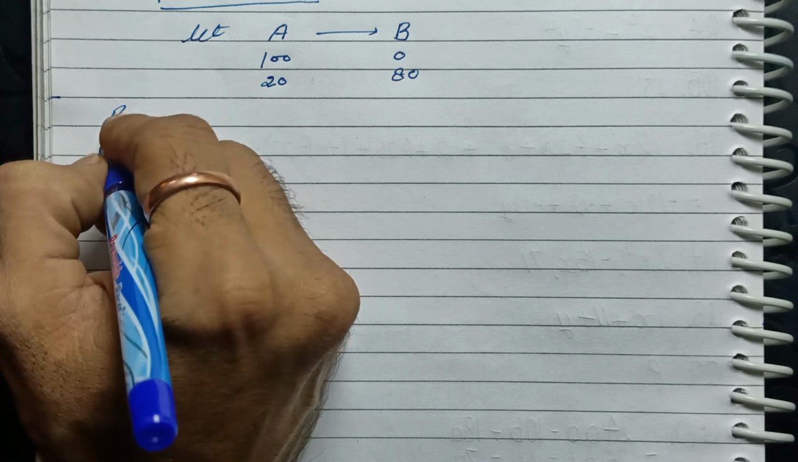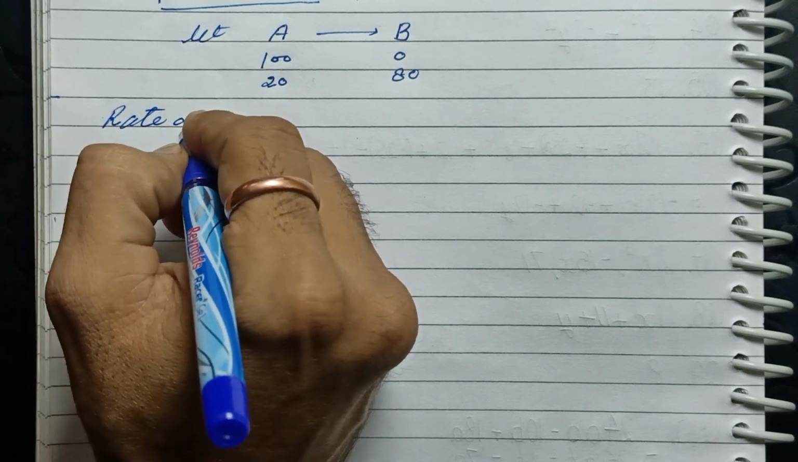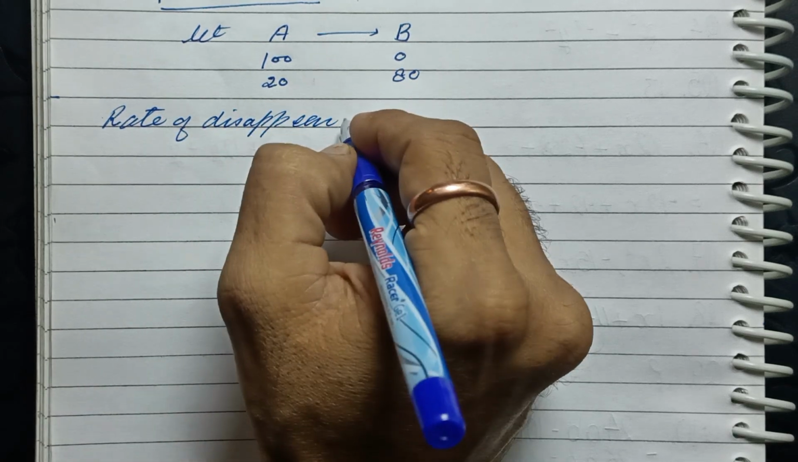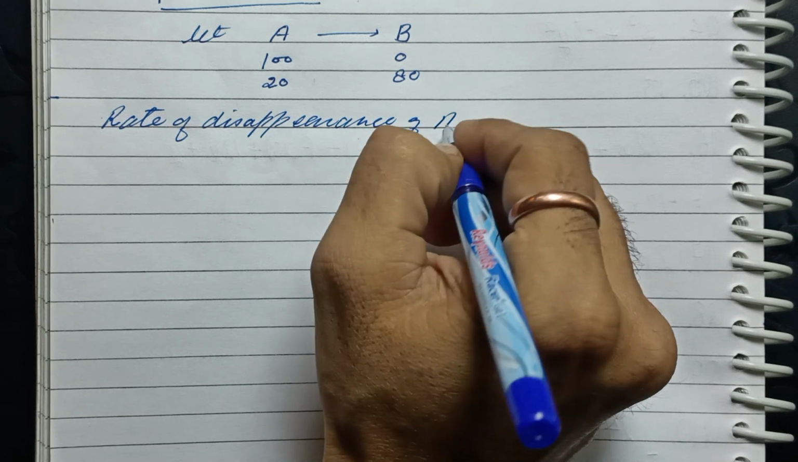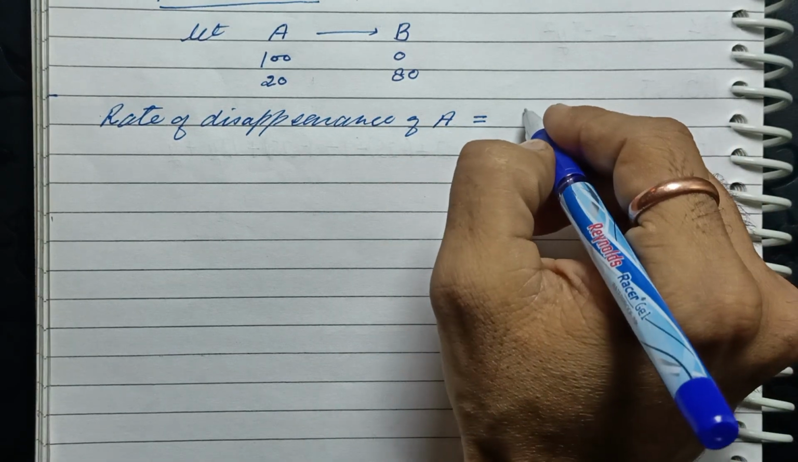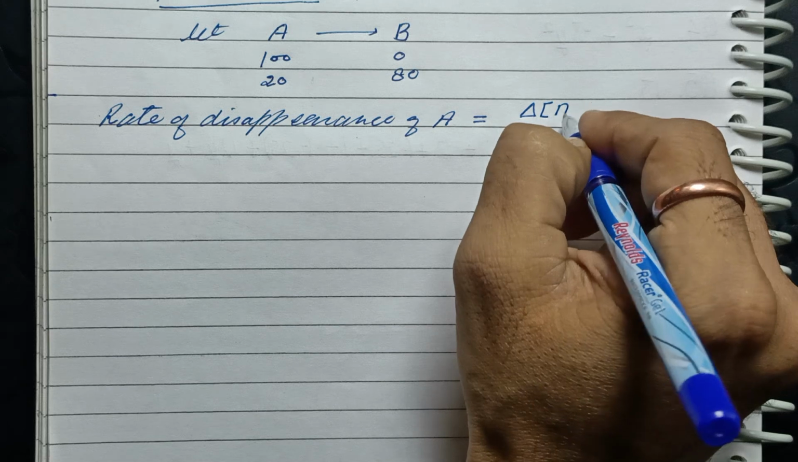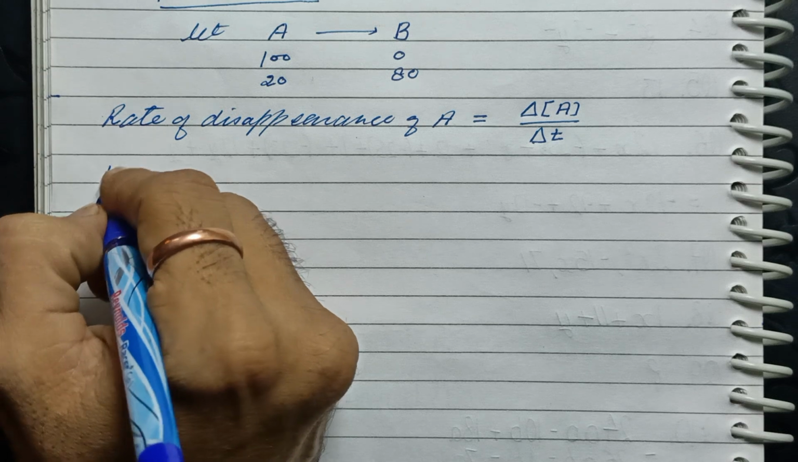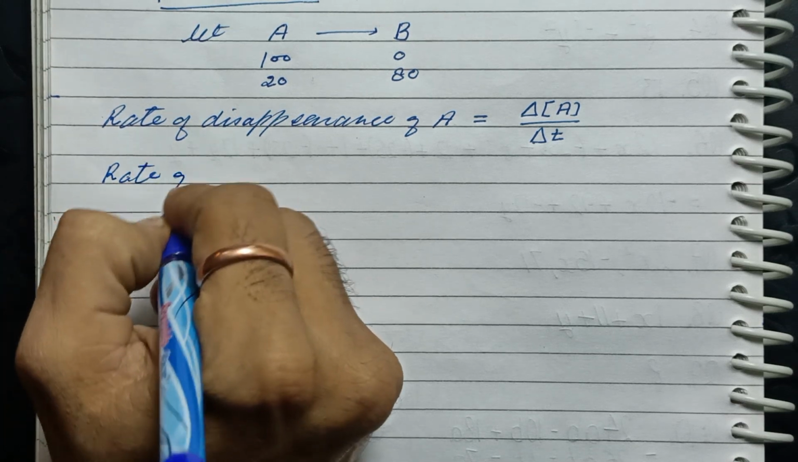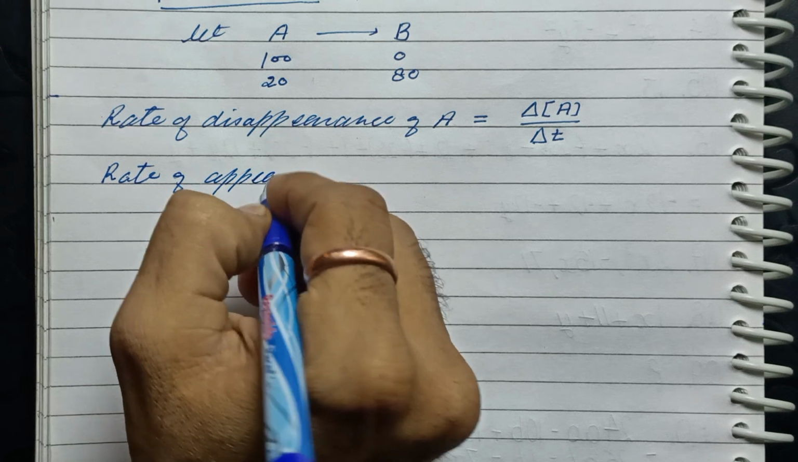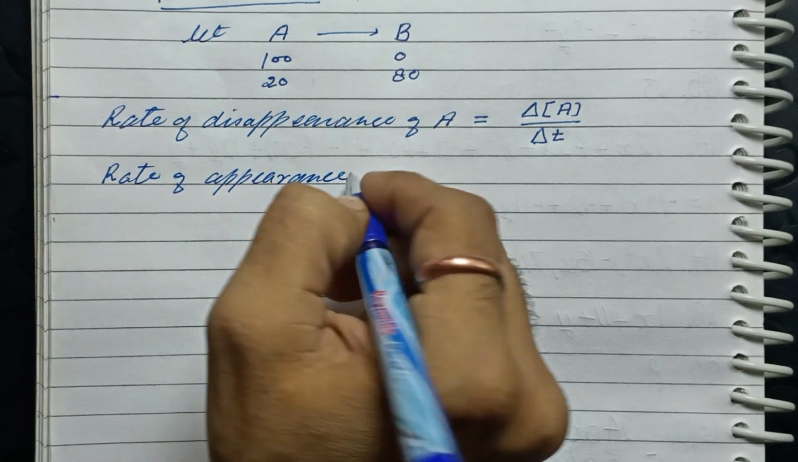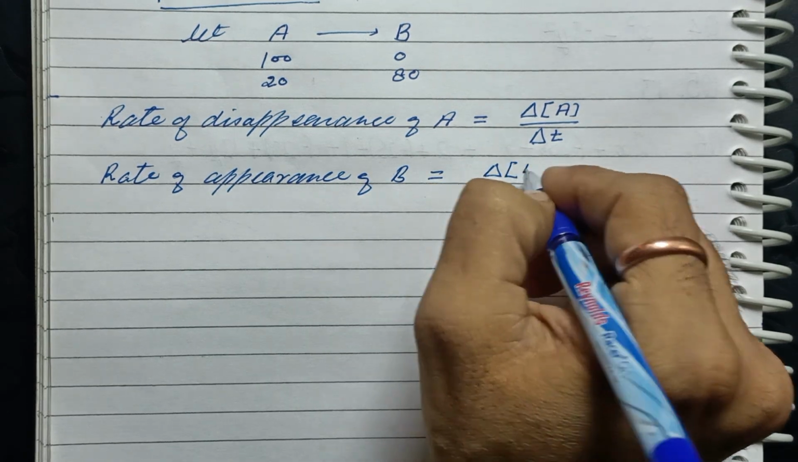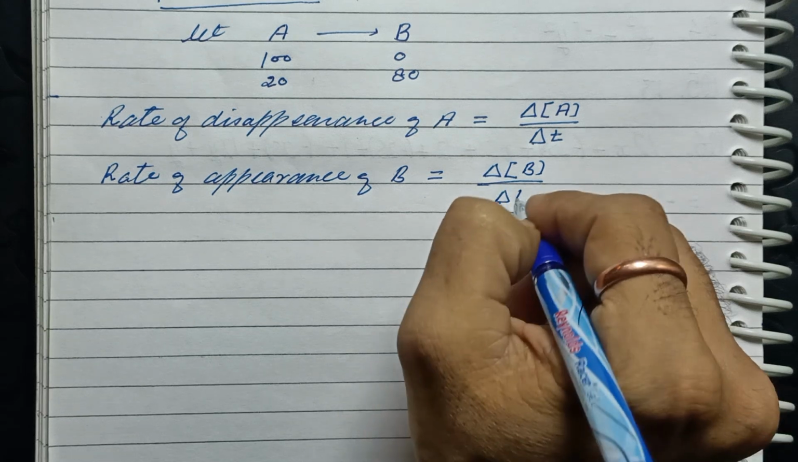Now, rate of disappearance of A is disappearing with respect to time. That must be change in concentration of A upon change in time. And rate of appearance of B, it must be change in concentration of B upon change in time.